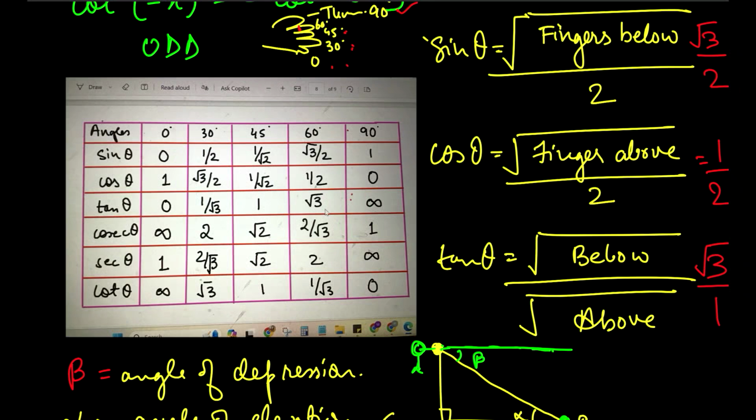That one value is equal to nothing, that is 1 by 2 itself, or the square root of 1 itself, so not a change at all. Similarly, tan 60 degree, here the formula is the number of fingers below divided by the number of fingers above, but with the square root on both of them. So if you take the number of fingers below 60 degree, it's 3. So this is root 3 and root 1 is 1 only. So this is subsequently equal to root 3 itself.